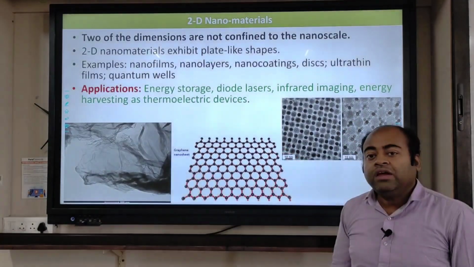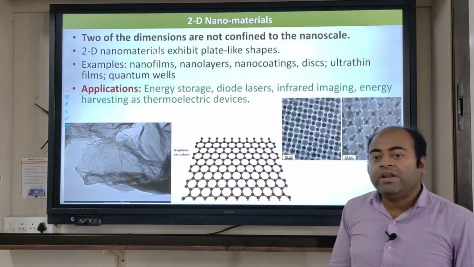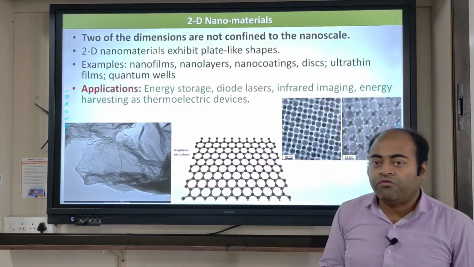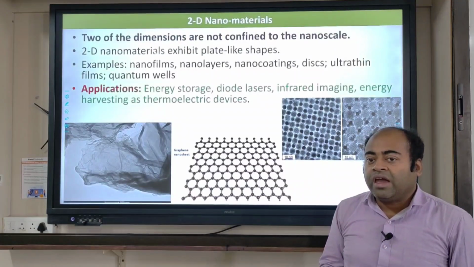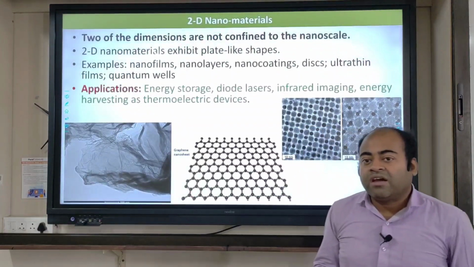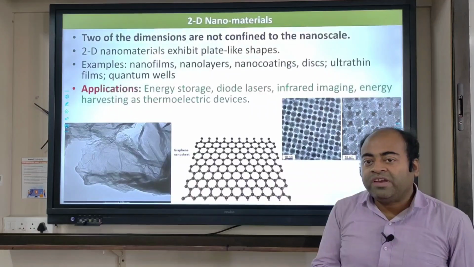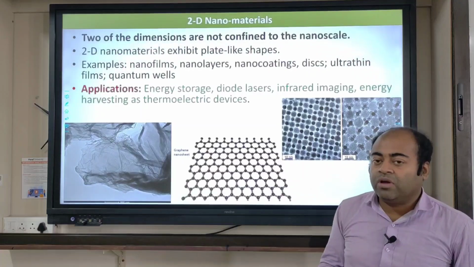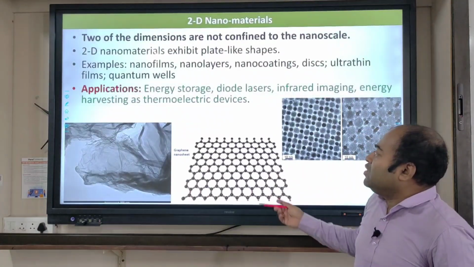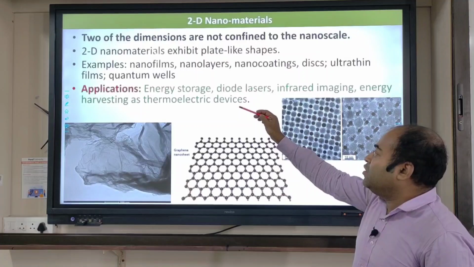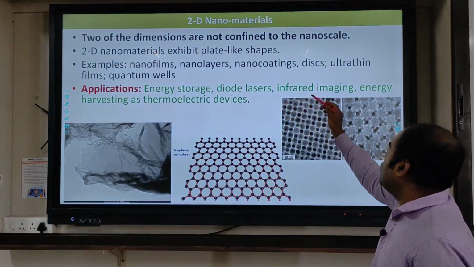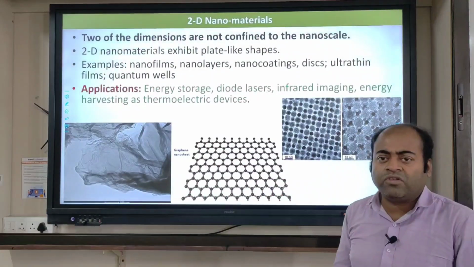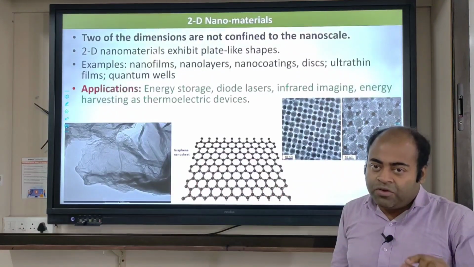Now, let us discuss the two-dimensional nanomaterials. The 2D nanomaterials are basically materials which are sheet-like, meaning the charge carriers can move freely in 2 dimensions. A very good example is graphene and various types of sheet-like nanostructures of transition metal sulfides such as MoS2, WS2, etc. Other types of nanomaterials in 2D are the nanofilms, nanolayers, then nanocoatings, and they are basically thin films or very ultrathin films consisting of a single atomic layer or a few atomic layers.